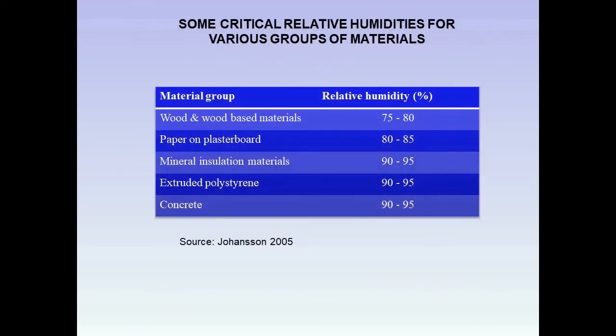And here are some examples. We've got wood and wood-based materials, 75 to 80%, so we can get the primary colonisers on these. Similarly on paper and plasterboard, secondary colonisers; mineral insulation materials, secondary and tertiary colonisers; extruded polystyrene, tertiary colonisers more or less; concrete, tertiary colonisers. It depends on the material.